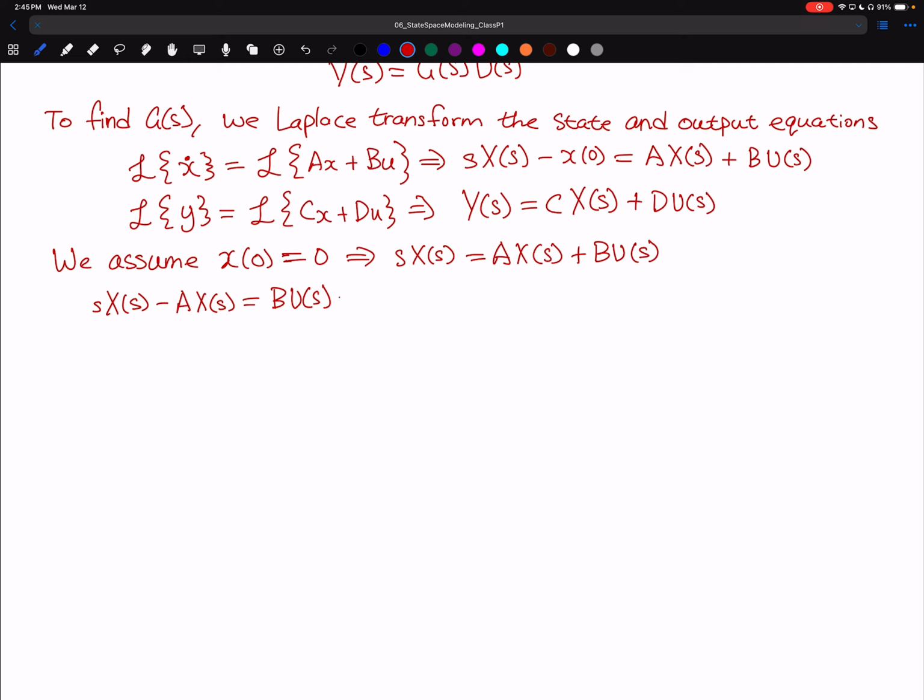From here, we can pull out a big X of s, but we'll need to keep an identity matrix inside here. So we'll get s times our identity matrix minus A, all of that multiplied by big X of s is equal to B times U of s.